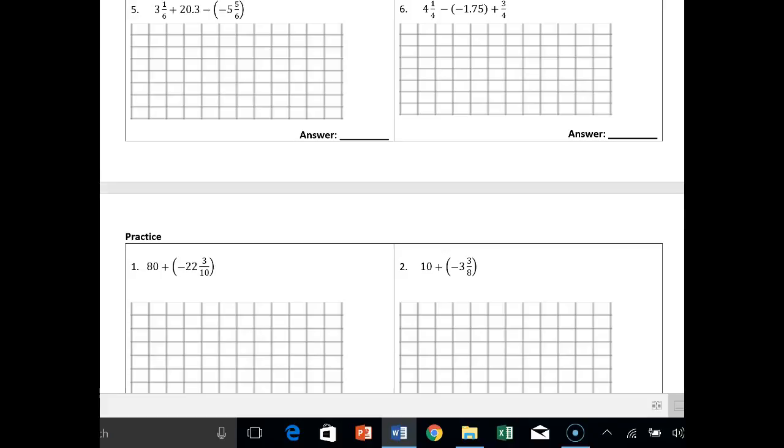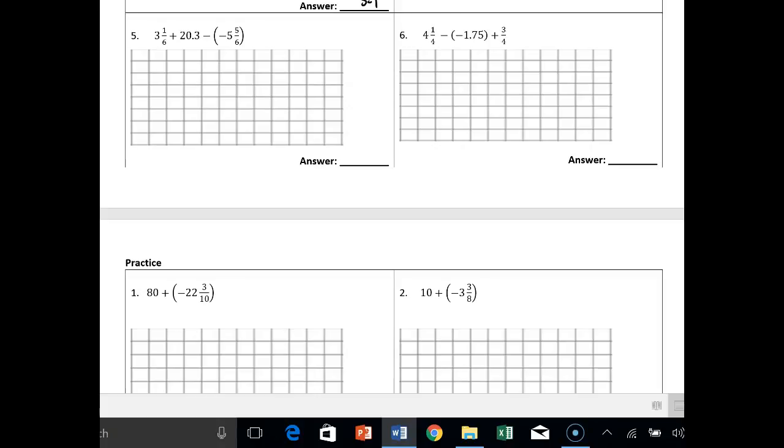So again, you're trying to really figure out, is there some stuff that you can do these problems using the commutative and associative properties before freaking out and being like, oh, I have to find common denominators and all that stuff. So here we go.